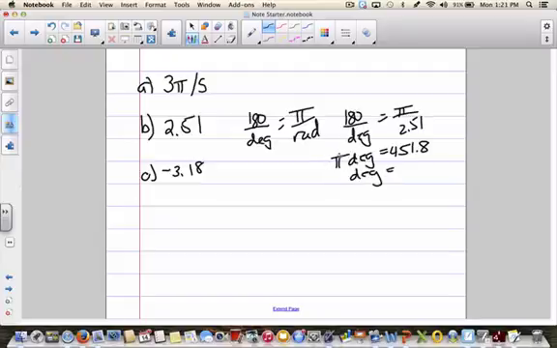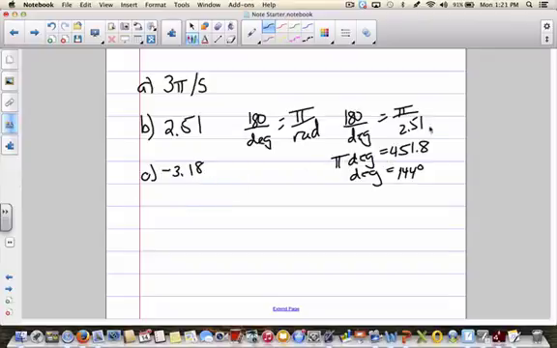Now I need to get this into degrees. Degrees never have pi in them. So I'm going to bring this pi to the other side, but I'm actually going to divide. So I'm going to do 451.8 divided by 3.14. And I get 143.88, so it's 144 degrees. Degrees never have pi, so when we do the math, we end up using 3.14.